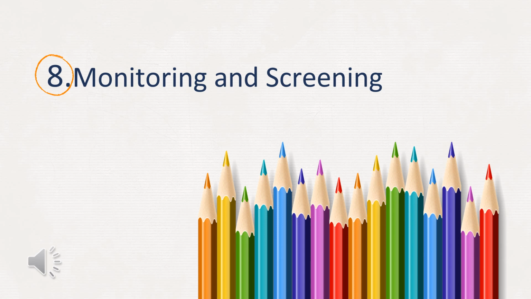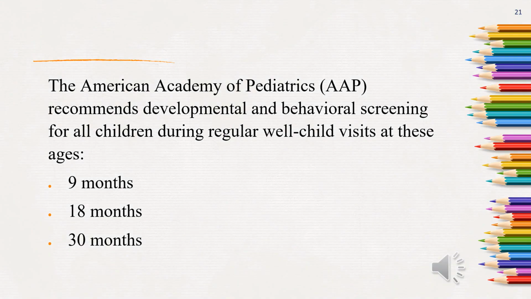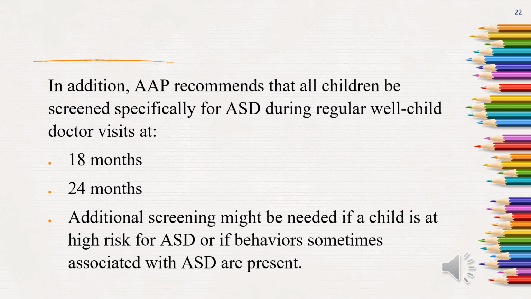Now let's take a look at the monitoring and screening for autism spectrum disorder. The American Academy of Pediatrics, AAP, recommends developmental and behavioral screenings for all children during regular well-child visits at the ages of 9 months, 18 months, and 30 months. In addition, AAP recommends that all children be screened specifically for ASD during regular well-child doctor visits at 18 months, 24 months, and additional screenings might be needed if a child is at high risk for ASD or if behaviors sometimes associated with ASD are present.